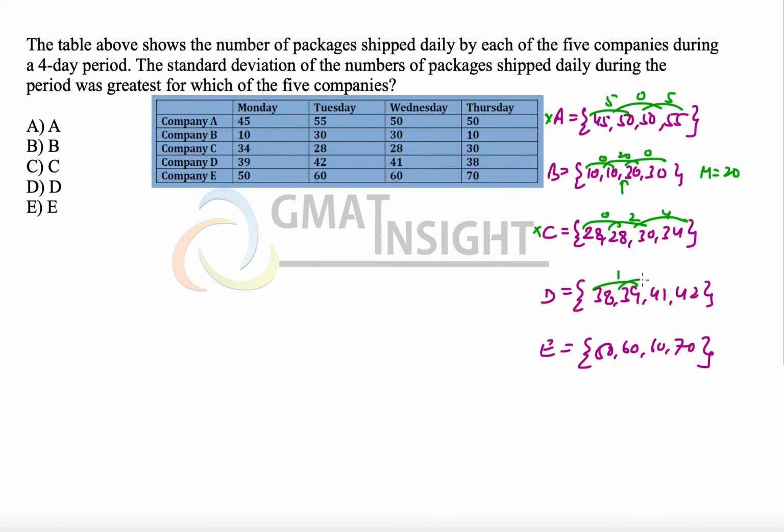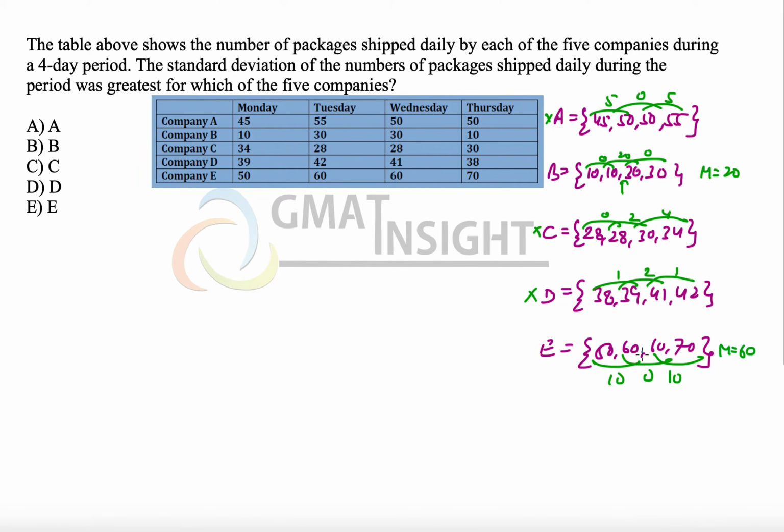Option D as well has far smaller deviation, 1, 2, 1. So D option is also out in comparison to B. Now option E has deviation 10, 0, and then 10 again. Now the competition is only between these two cases, which one of these two sets has the greater standard deviation. And in case of E, the mean is equal to 60.